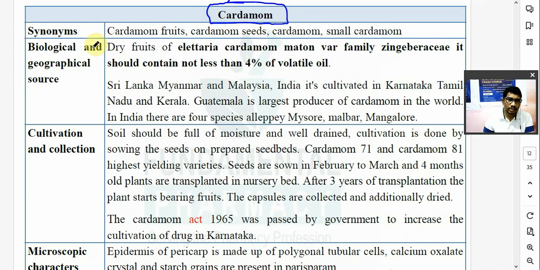It is known as cardamom fruits or cardamom seeds or simply cardamom or small cardamom. Same names भी याद रखने की जरूरत नहीं, ऑटोमेटिक आ जाएगा. Biological and geographical source. Simple है. So as it is a fruit, what is it? Dry fruits obtained from Elettaria cardamomum. Family क्या है इसका? Zingiberaceae.